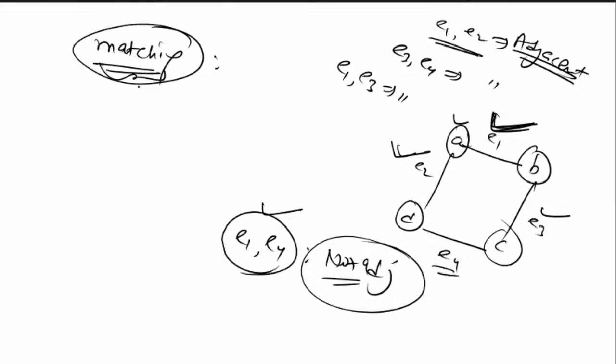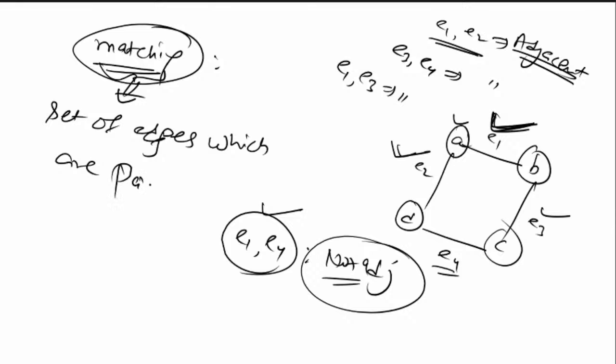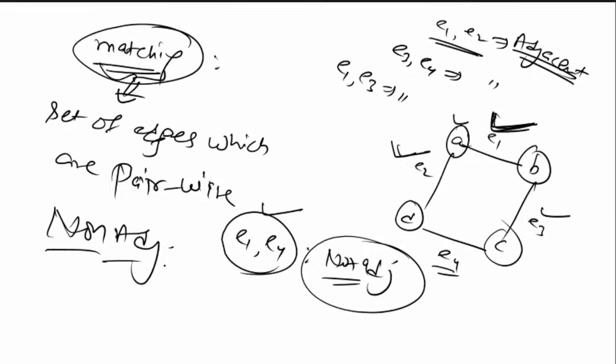Now you can very easily see what matching is. This is similar to independent set, but in the independent set concept, we make a set of vertices which are non-adjacent. Here, we will make a set of edges which are non-adjacent. So you can say a set of edges which are pairwise non-adjacent, meaning every pair of edges must be non-adjacent. So this is a simple definition.